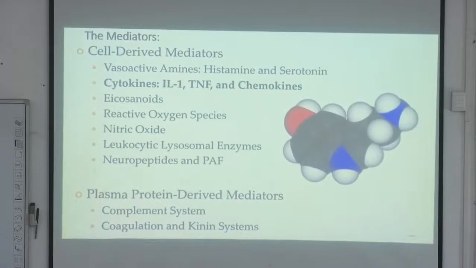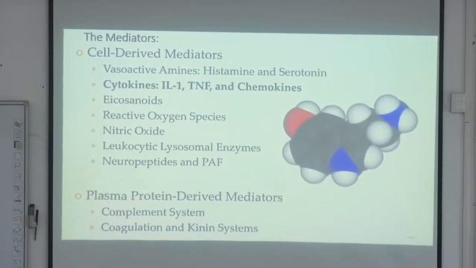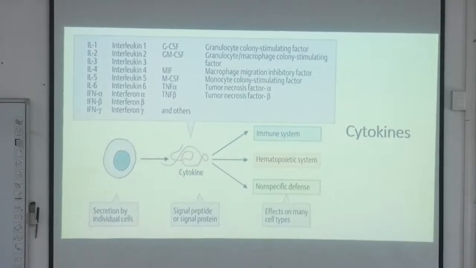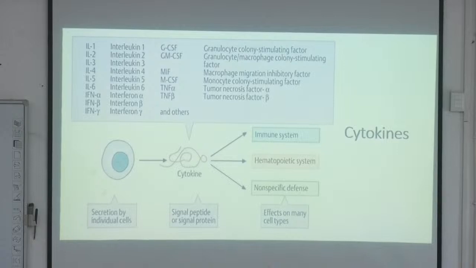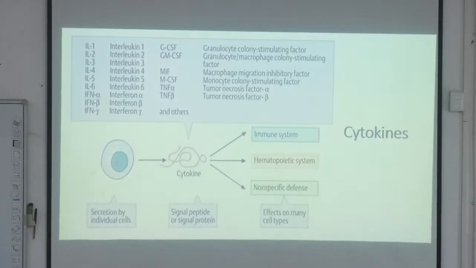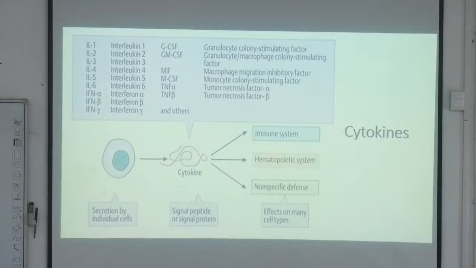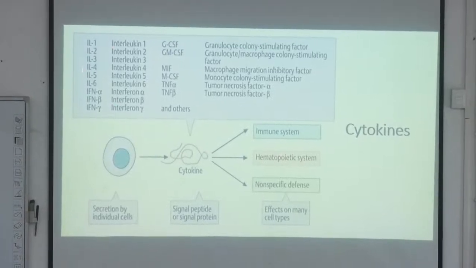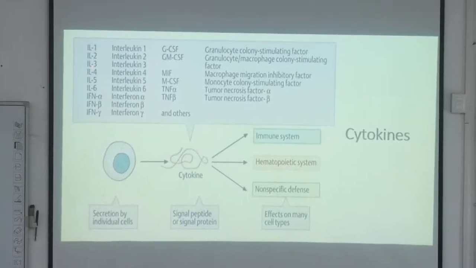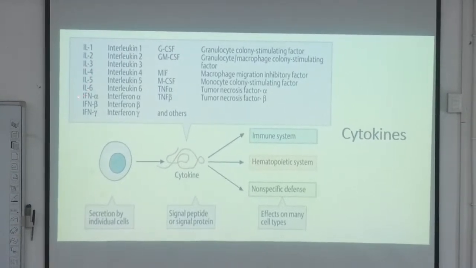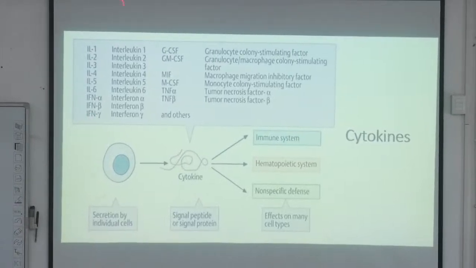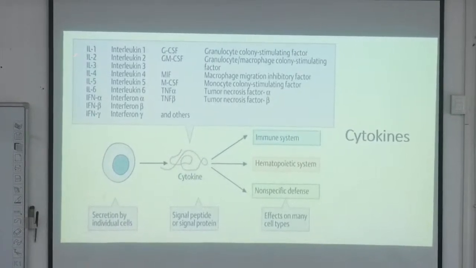Next important cell derived mediator is cytokines. There is an extensive list of cytokines, and cytokines have a variety of functions. They have their effect in the immune system, in hematopoiesis, and in acute inflammation. So interleukin 1, interleukin 2, interleukin 3, interleukin 4, interleukin 5, interleukin 6, interferon alpha, interferon beta and interferon gamma. These are the list of cytokines.